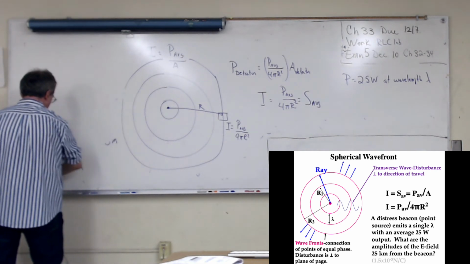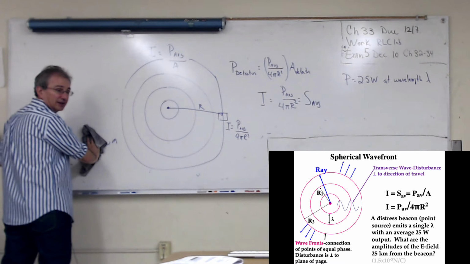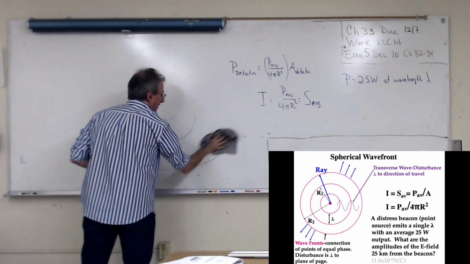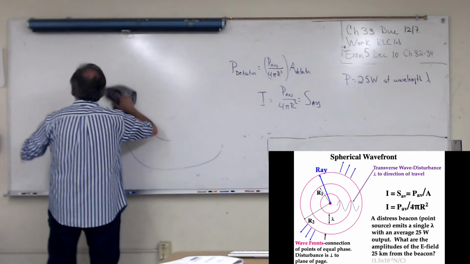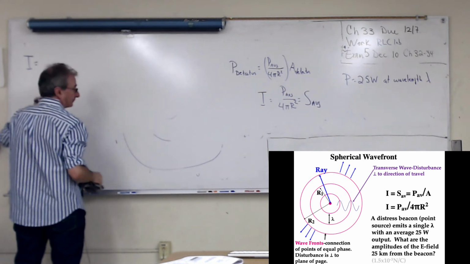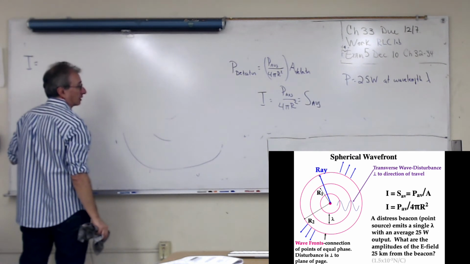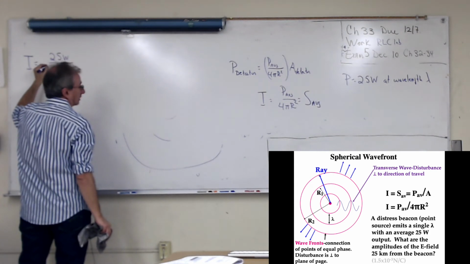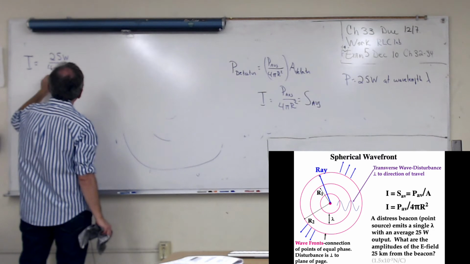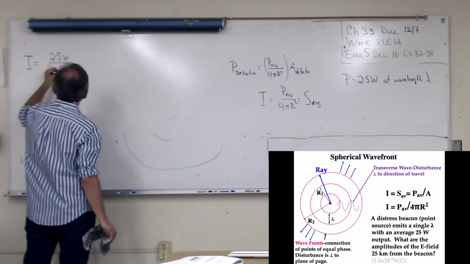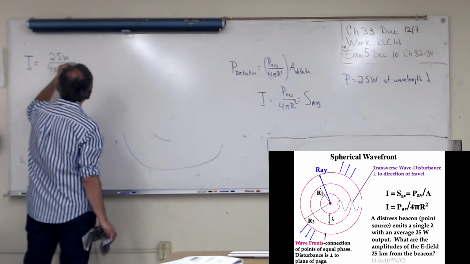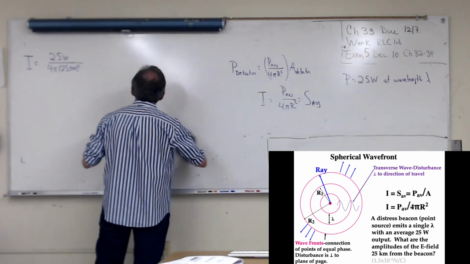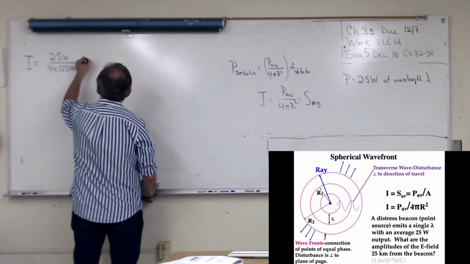So the 25 kilometers would be the radius, right? You're right, yeah. So then I is going to be 25 watts over 4 pi, because the surface area of the sphere is 4 pi r squared, right? 25 kilometers is 25,000 meters. And that's S average.